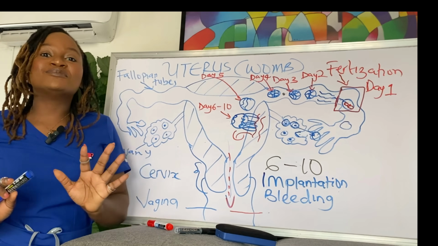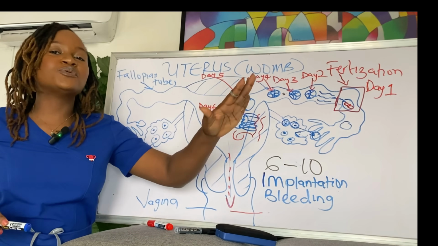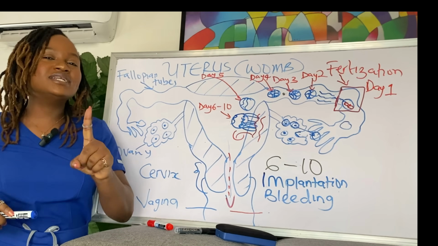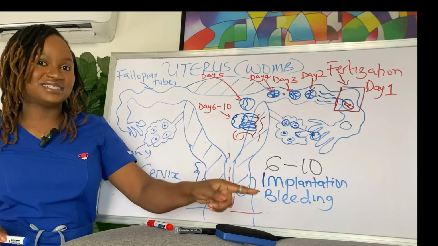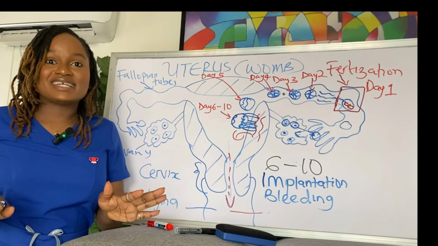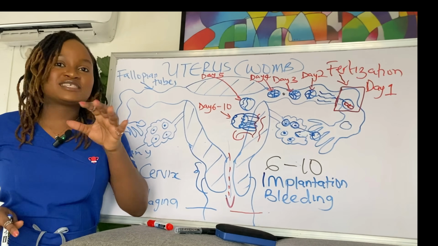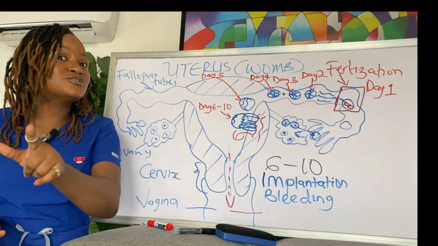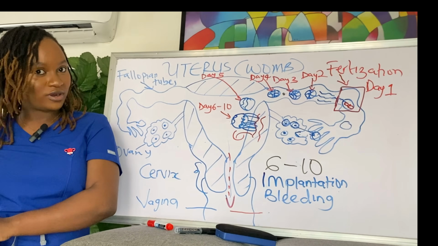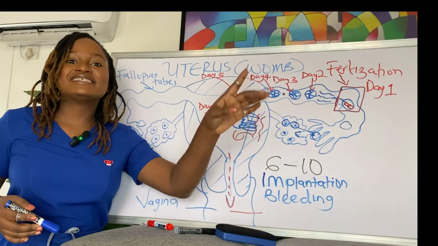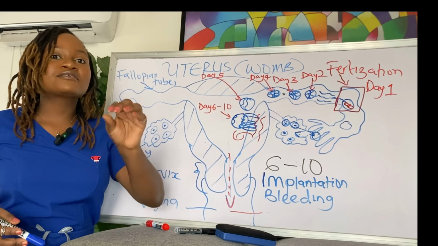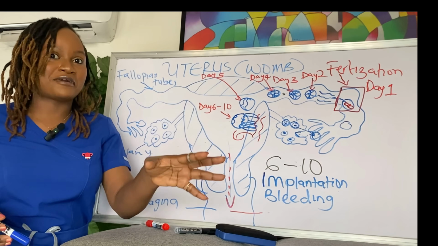Also, implantation bleeding doesn't occur in every woman. It occurs in 1 in 3 women. 1 in every 3 women experience implantation bleeding. This simply means that if you do not experience implantation bleeding, it does not mean that implantation did not occur. What you need to do is look out for other symptoms. So the next symptom I'll be talking about is cramps, implantation cramps.